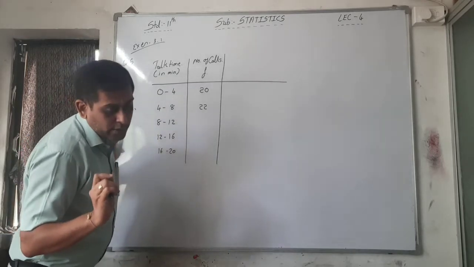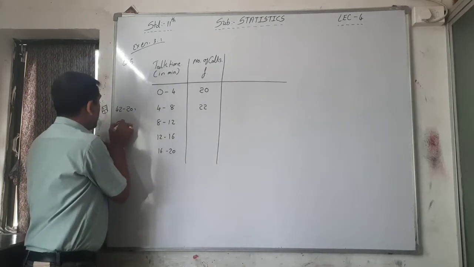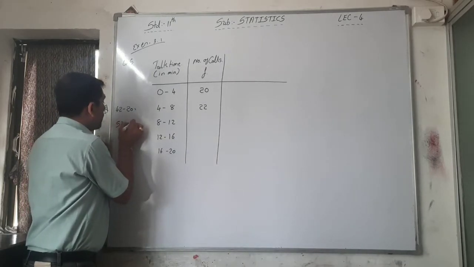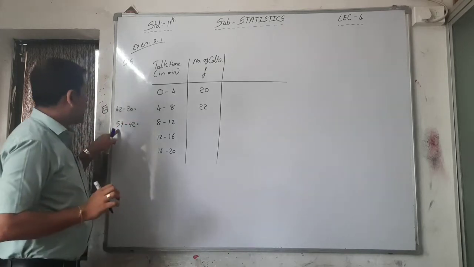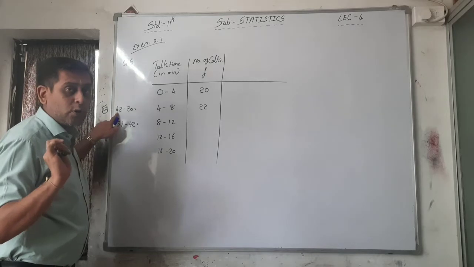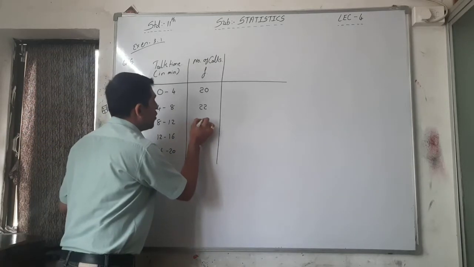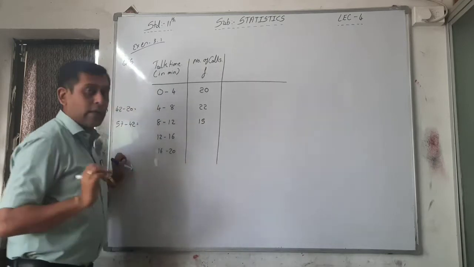Now the next one is 57, so for the class 8 to 12, 57 is given minus the previous one, that is 42. What is the difference? See here, the regular frequency is 15.